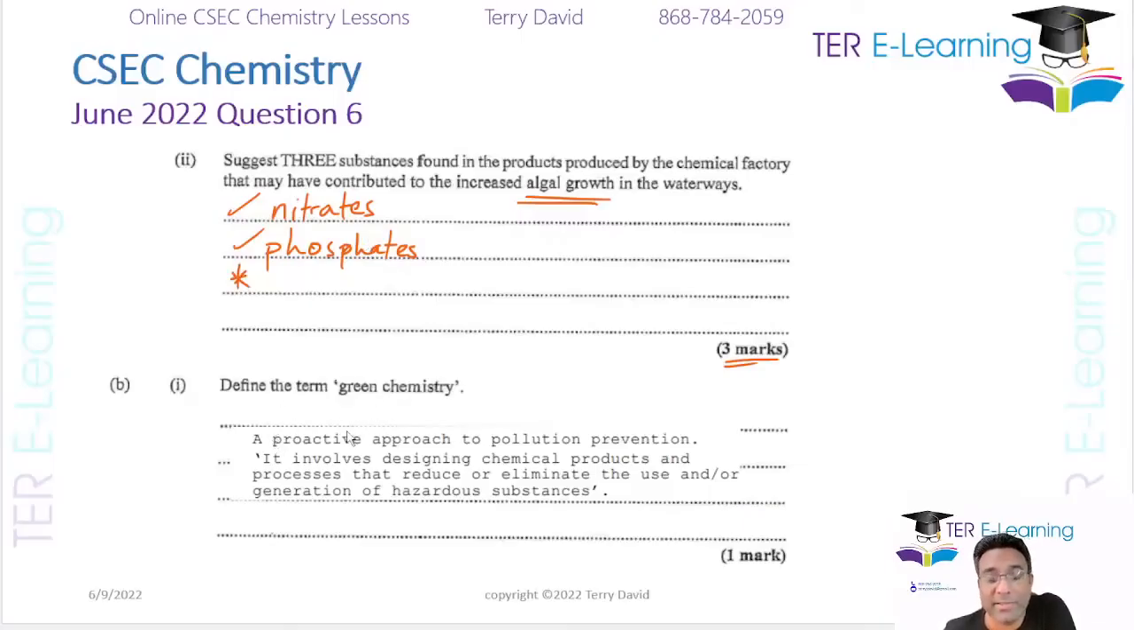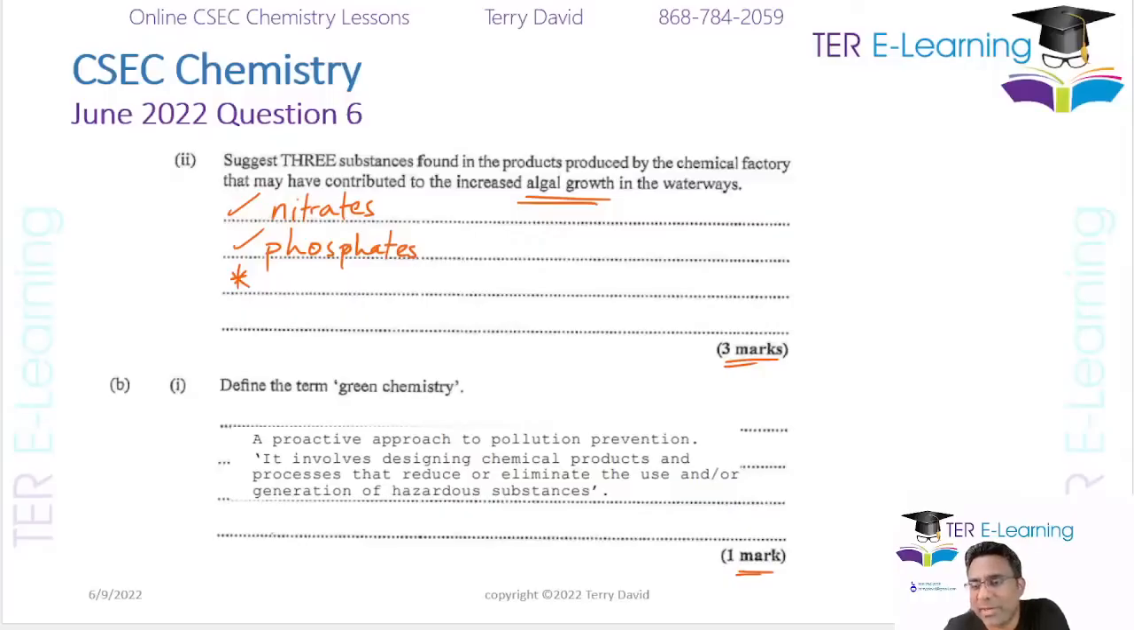Now the next one here, some students did not bother to study green chemistry at all. So basically what green chemistry is, it is a proactive approach to pollution prevention. It involves designing chemical products and processes that reduce or eliminate the use or the generation of hazardous substances. 1 mark for this. Any valid statement you make will work.